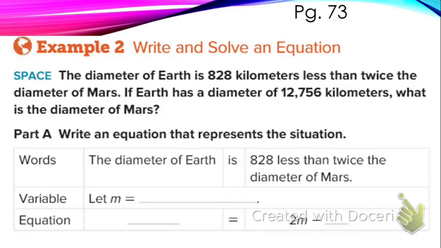In example 2, we have a word problem. So now what we have to do is read the word problem, write an equation, and then solve it. So it says the diameter of Earth is 828 kilometers less than twice the diameter of Mars. So if Earth has a diameter of 12,756 kilometers, what is the diameter of Mars? So the diameter of Earth is 828 less than twice the diameter of Mars. So M, we're going to let M represent the diameter of Mars.